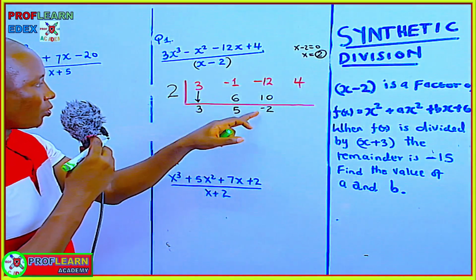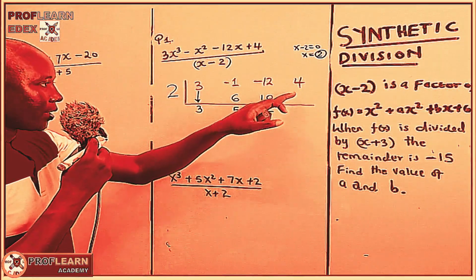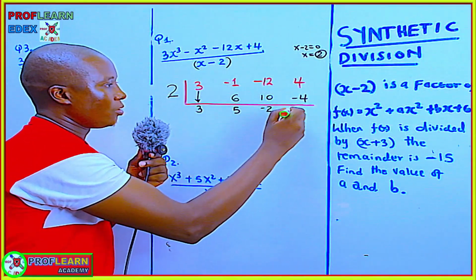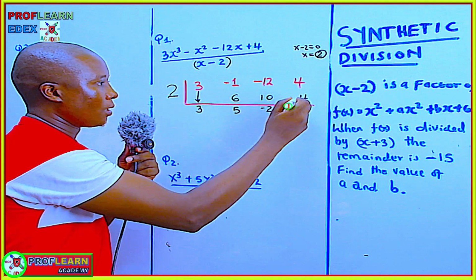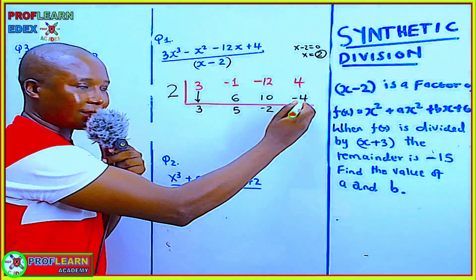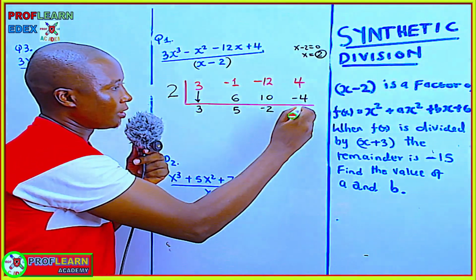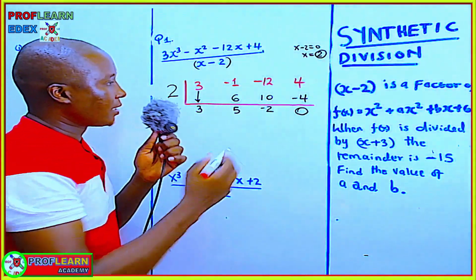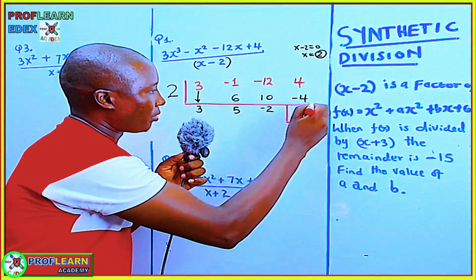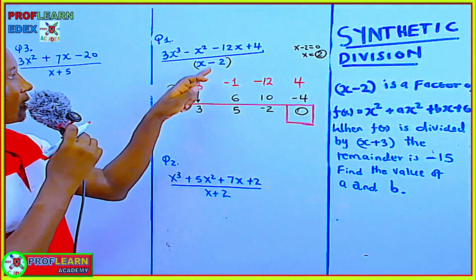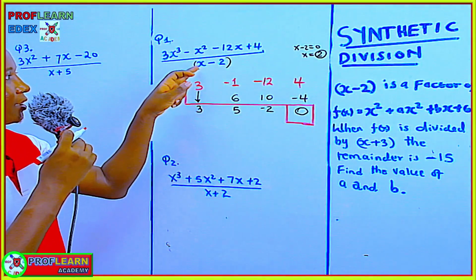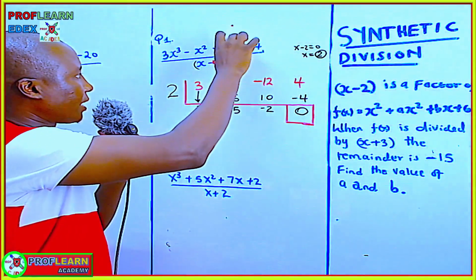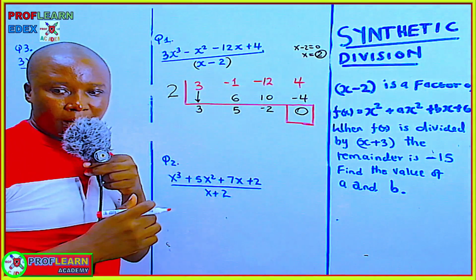Once we have -2, again 2 times -2, we get the answer we shall write here, and that is going to be -4. Then you can see now if we add 4 plus -4, that one is going to become 0. So meaning that if you get 0 at this last point, it means that this expression x minus 2 is a factor of the expression that we are having.